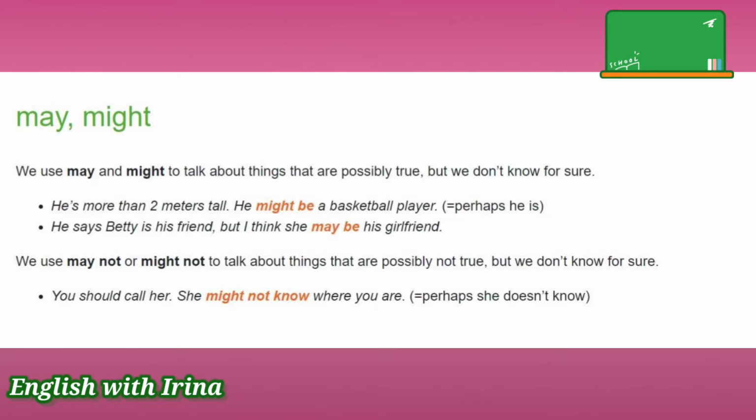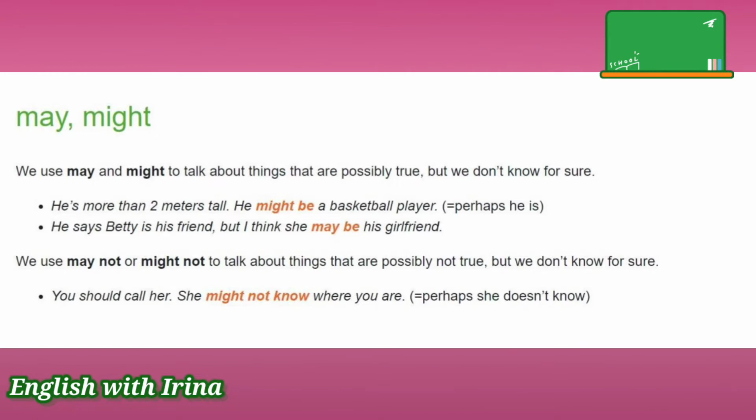Modal verbs of deduction and speculation about the present. May, might. We use may and might to talk about things that are possibly true, but we don't know for sure. For example, he is more than 2 meters tall. He might be a basketball player. Perhaps he is a basketball player, but we are not sure about it.